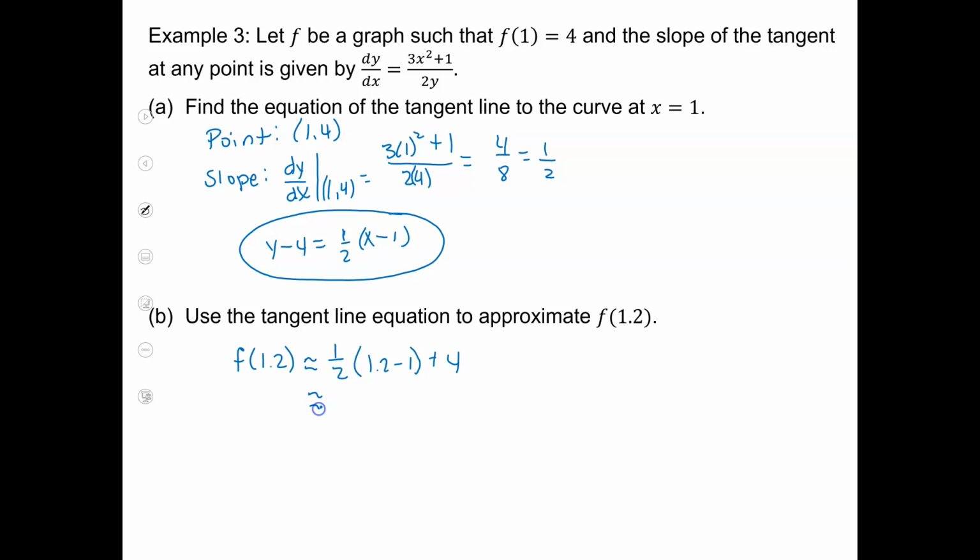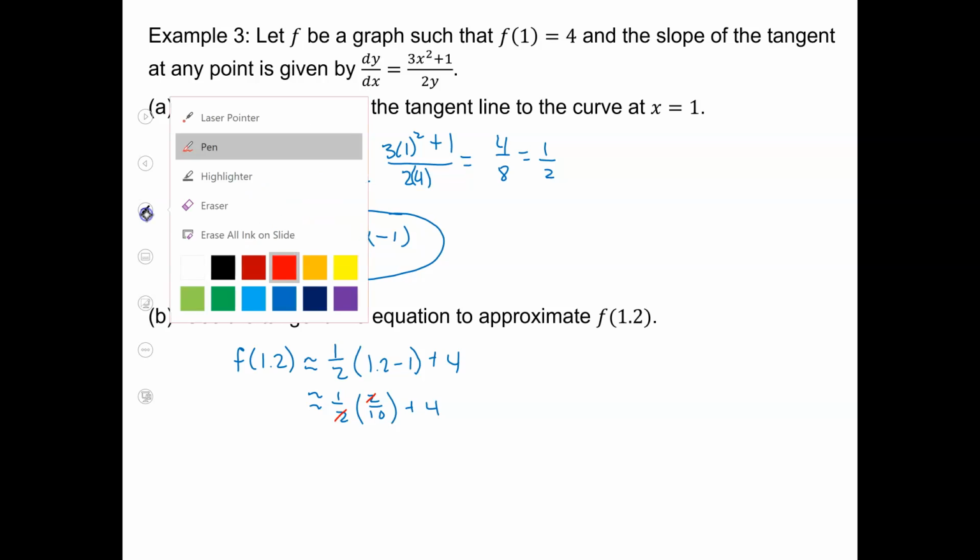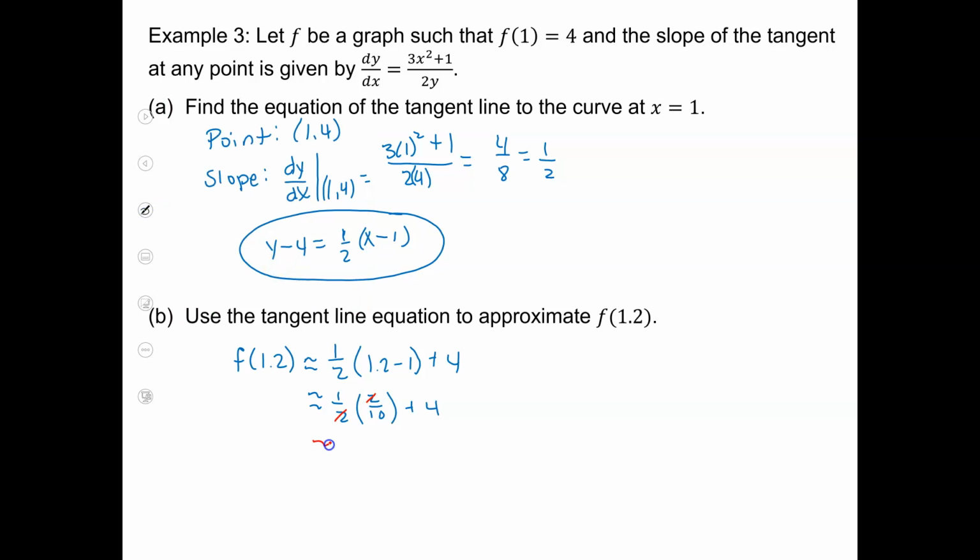So what happens when you take 1.2 and you subtract 1? What do you get? 0.2, but 0.2 is 2/10, right? So if I make that 2/10, then my 2's are going to cancel out. And that's just going to give me 1/10. Well, 1/10 as a decimal is 0.1, okay? So my approximation is 4.1.